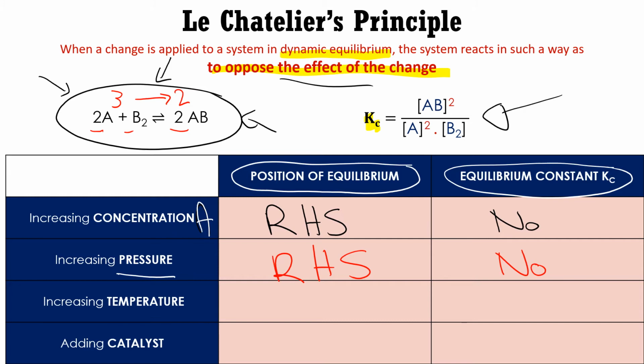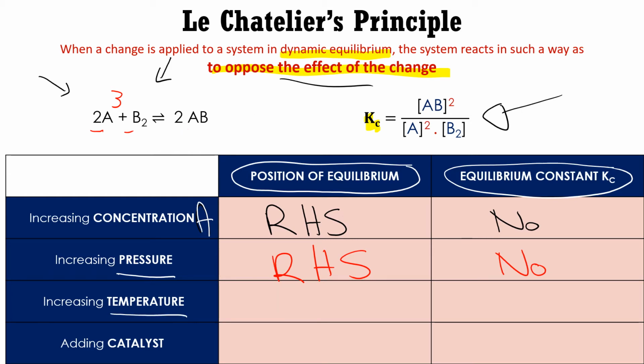Okay, let's move to the temperature. What will happen if we increase the temperature? Here we have to stop. Why? Because the effect of increasing the temperature depends on the reaction itself, whether it's an exothermic or endothermic reaction. So they might tell you that the delta H of this reaction is negative 100 kilojoules per mole. What does negative 100 mean? It's an exothermic reaction.